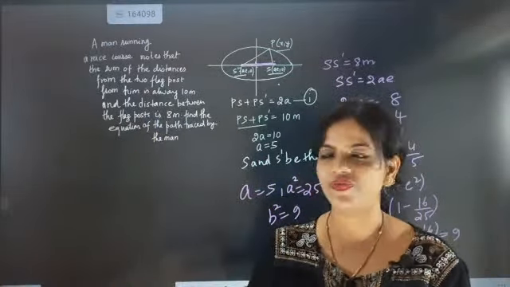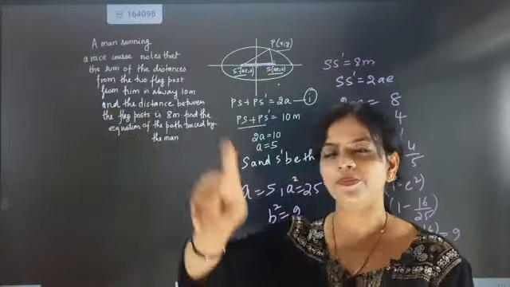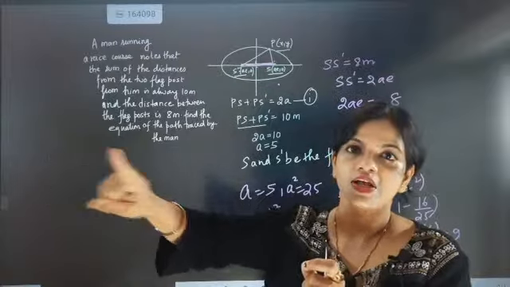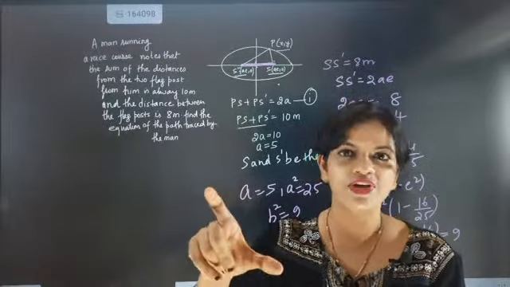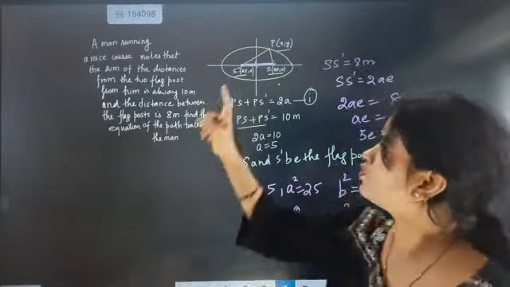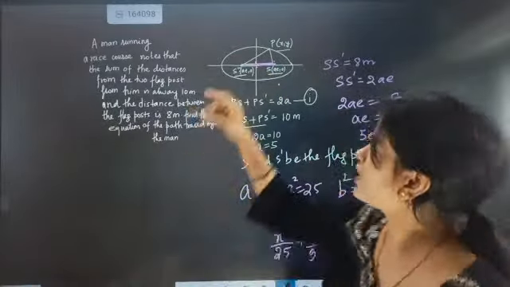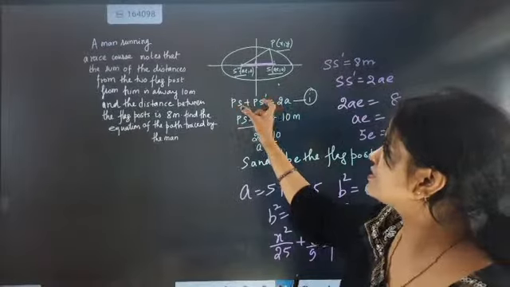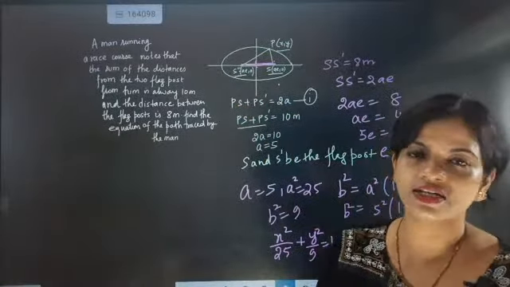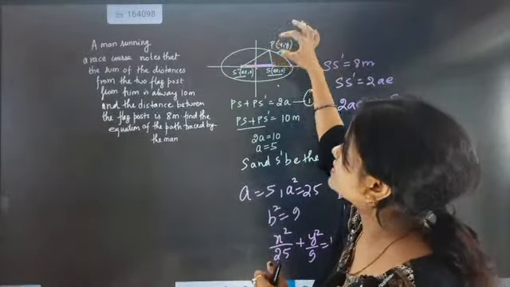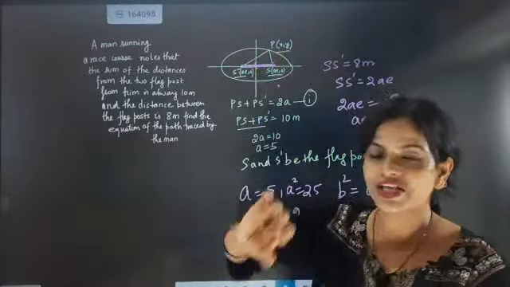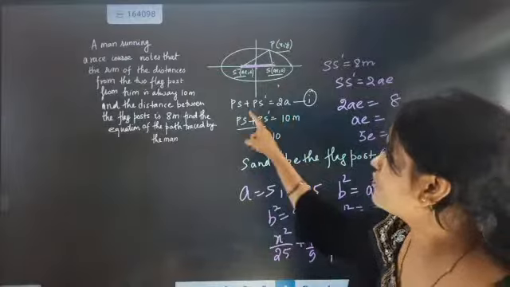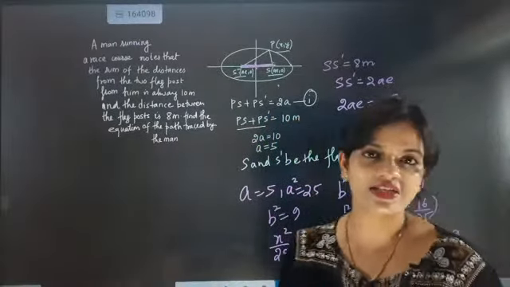You have to understand one thing. The person is moving on the elliptical path, but the sum of the distances is always the same. So PS will be fixed. Here two foci are there, so this sum will always be the same. This distance PS plus PS' is always 10 meters. If you add them two, it will come as 10.